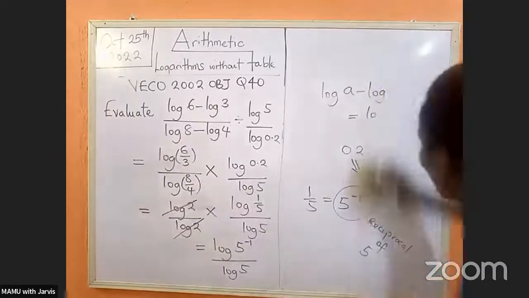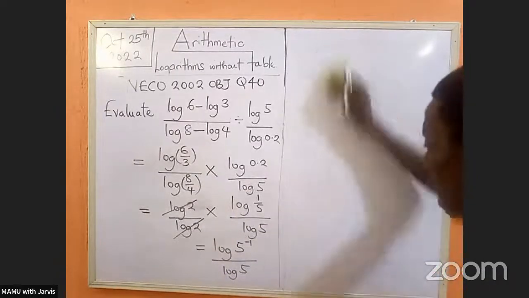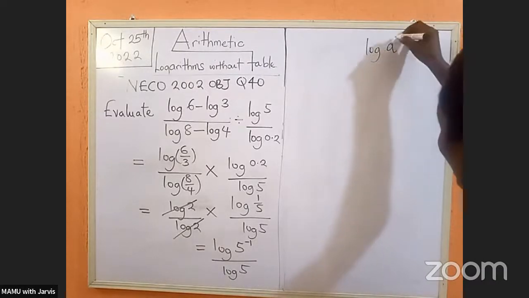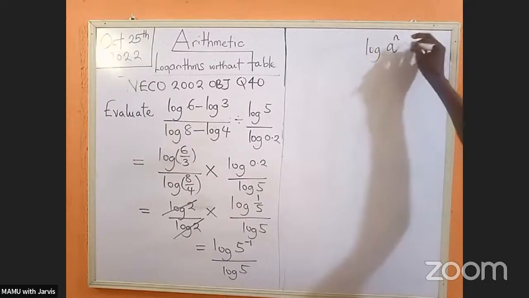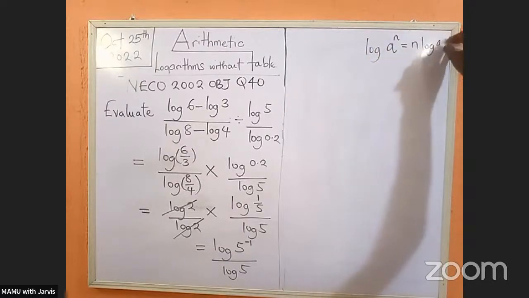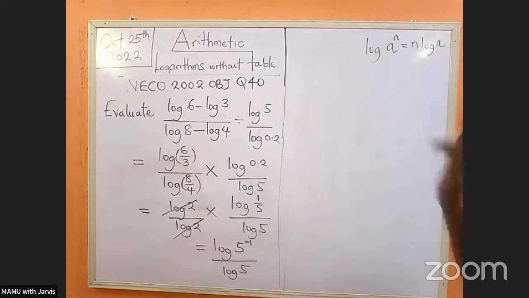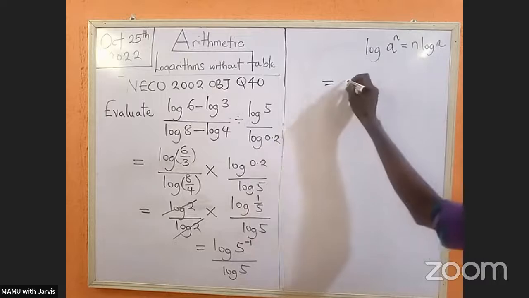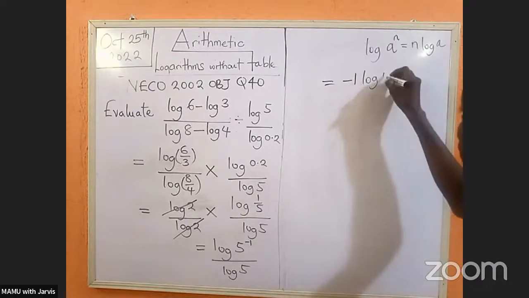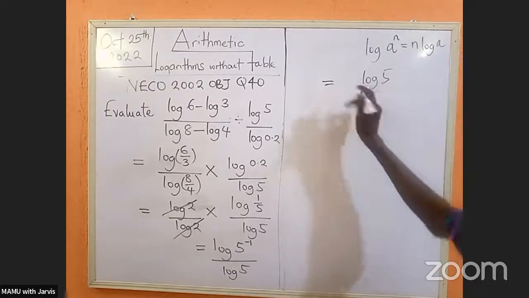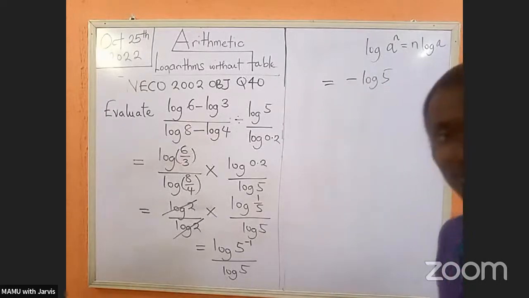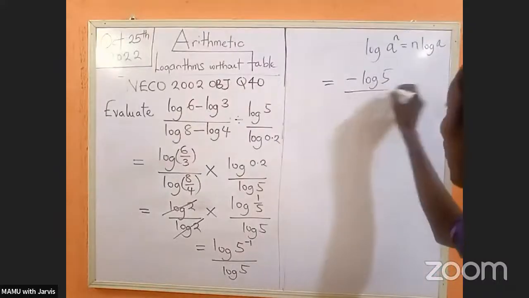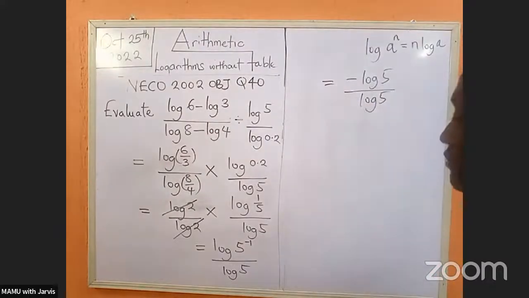So remember, again, we said something earlier, that the log of a number to any base, the log of a number to a power, is the same as n log a, is that not? So if you still remember, this will now be negative 1 log 5, or negative log, because 1 multiplied by anything will simply be that thing. Negative log over log 5.